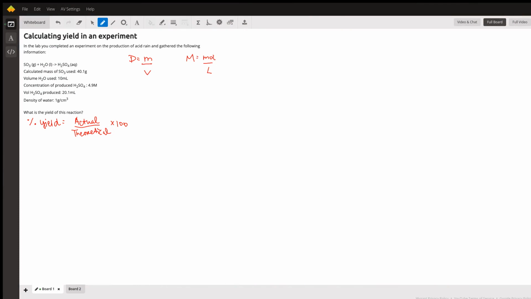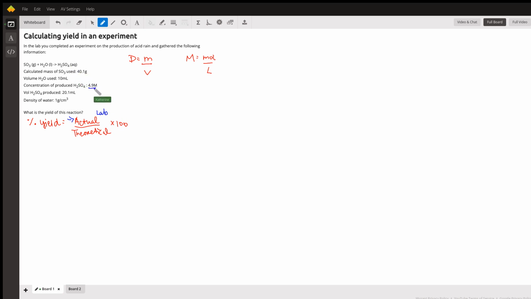All right, so this is a multi-step problem, but really what this question is asking is what is the percent yield of the reaction? Percent yield is equal to actual divided by theoretical times 100. So let's start with actual. What is actually obtained in the lab? That information is given to us here about our product.